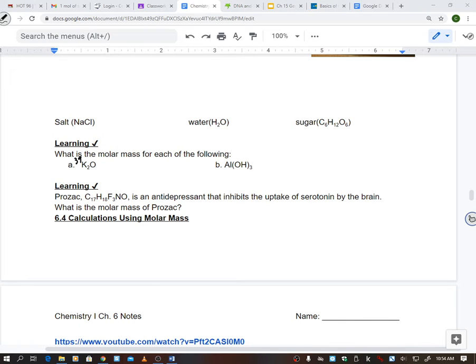Now, I normally don't write the 39 out. I just put a line, and I'm like, okay, 39 times 2 is 78. And then I've got one oxygen, which is 16. So what is my total? Total is 94 grams.